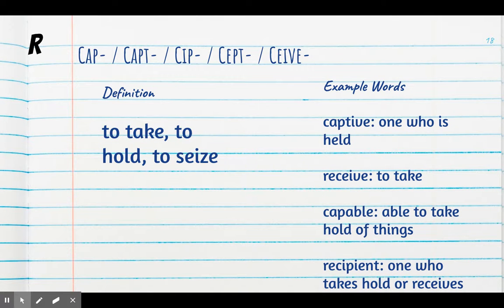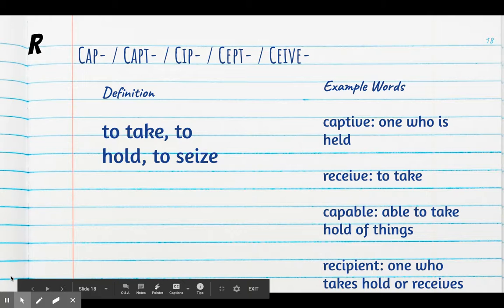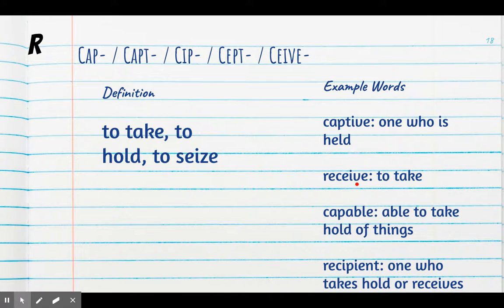Okay, next we are moving on to a set of root words, actually. So this is cap, capt, cip, cept, and ceive. And these all mean to take, to hold, or to seize. So for example, captive is one who is being held. So that has this capt right here. Then you have receive, which means to take, right? So if you're receiving something, you're taking it from someone. So that's this ceive here.